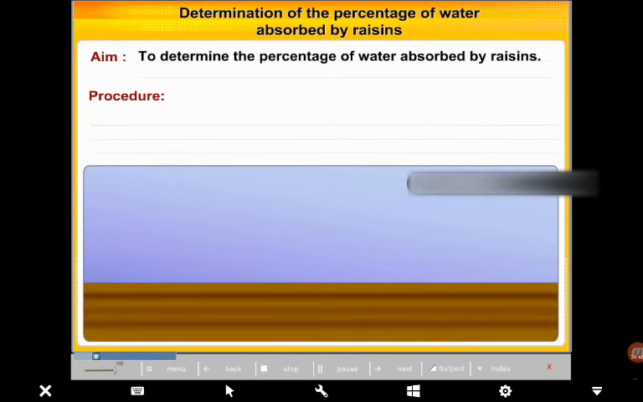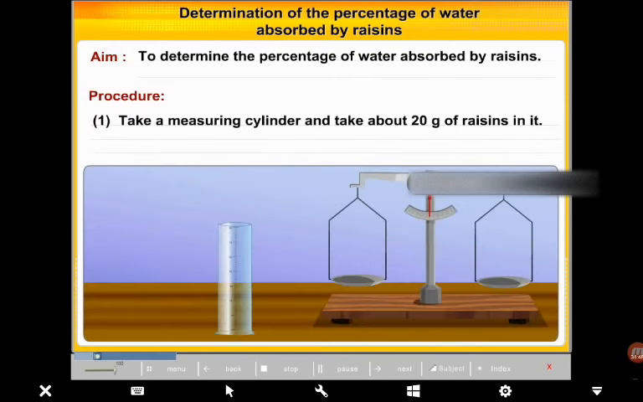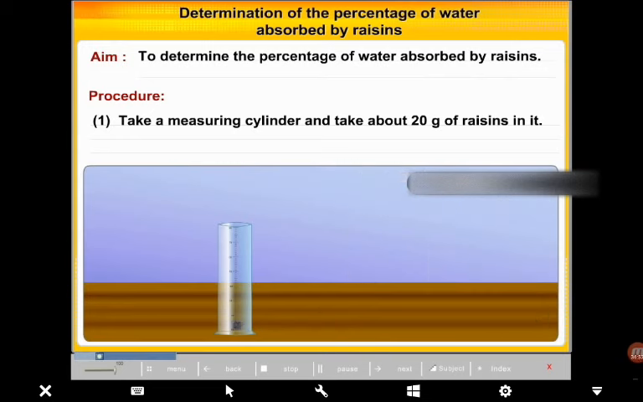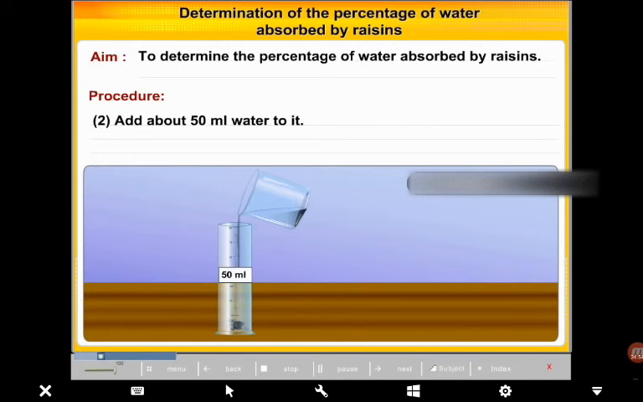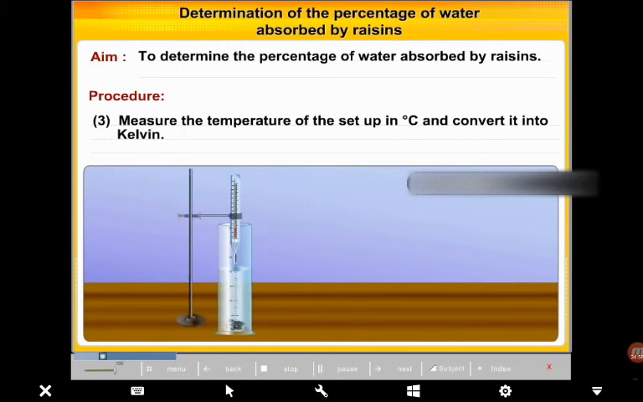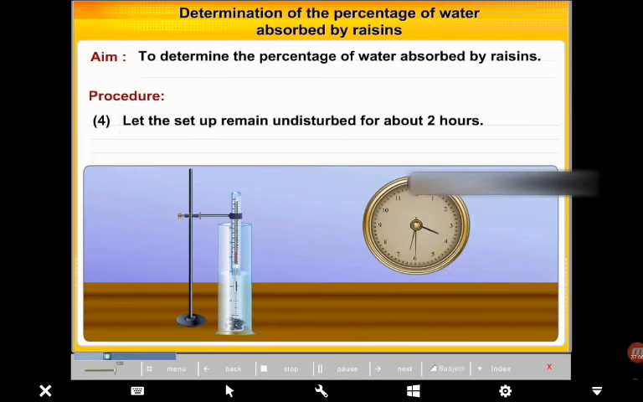Procedure: take a measuring cylinder and take out 20 grams of raisins in it. Add about 50 milliliter water to it. Measure the temperature of the setup in degrees Celsius and convert it into Kelvin. Let the setup remain undisturbed for up to 2 hours.